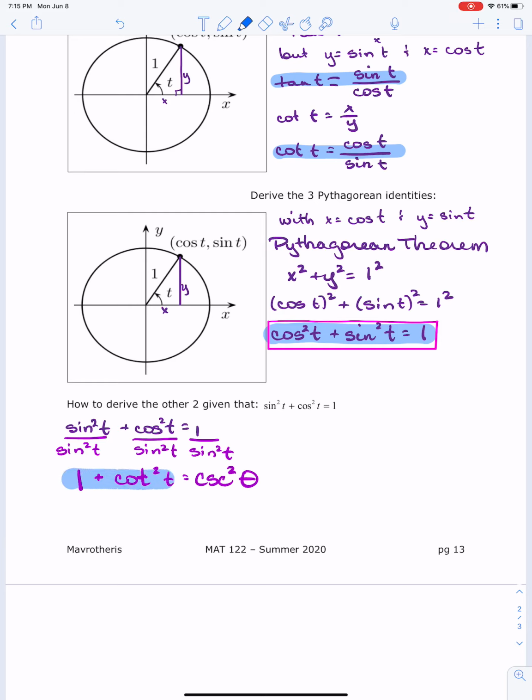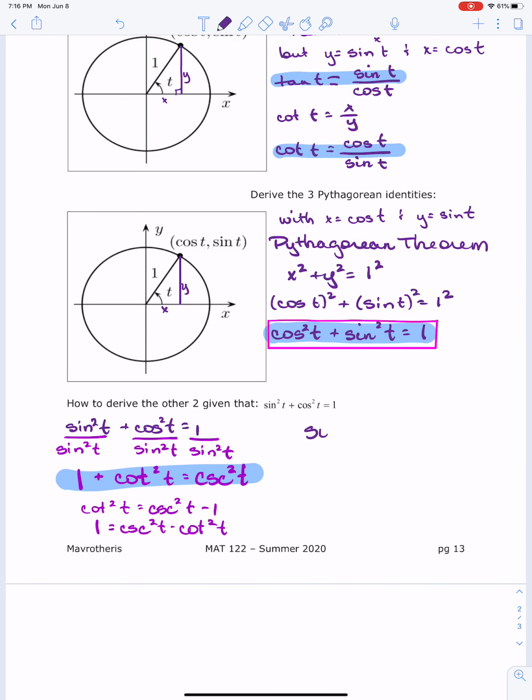That is another version of the Pythagorean identity. Keep in mind we can move things around. So cotangent squared t also equals cosecant squared t minus 1. Let's see, what else could we do? We could say 1 equals cosecant squared t minus cotangent squared t. Different versions of the same thing.